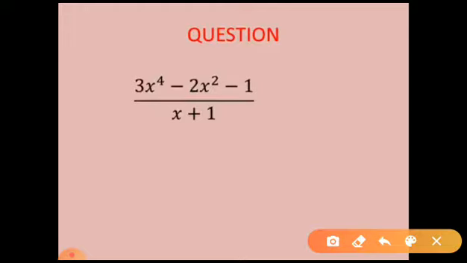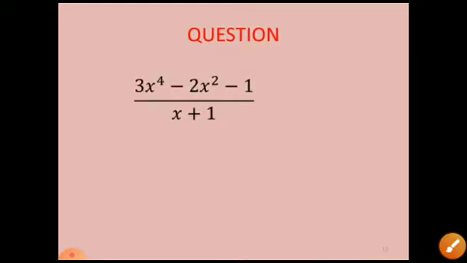One more question. 3x raised to 4 minus 2x square minus 1 is divided by x plus 1. Our first step, check whether all the powers of the variable are arranged in a standard form. That is, they are arranged in descending order or not. So 4 and 2, but after 4, which term should be written? It should be x cube. But whether x cube is there? No. That means what? I have to write it as 3x raised to 4 minus 0x cube.